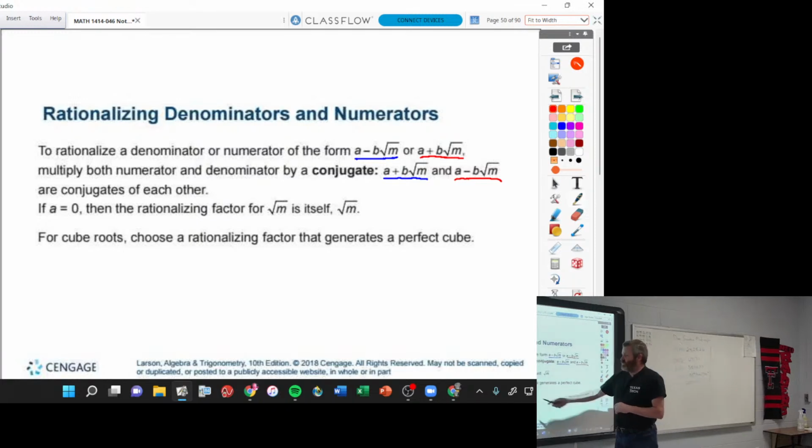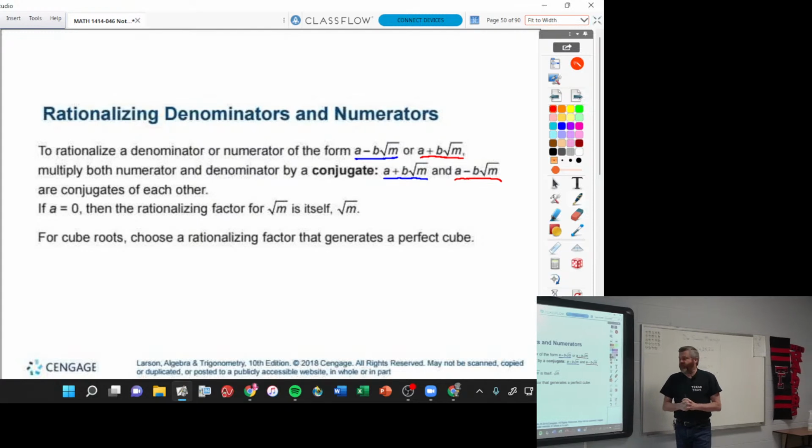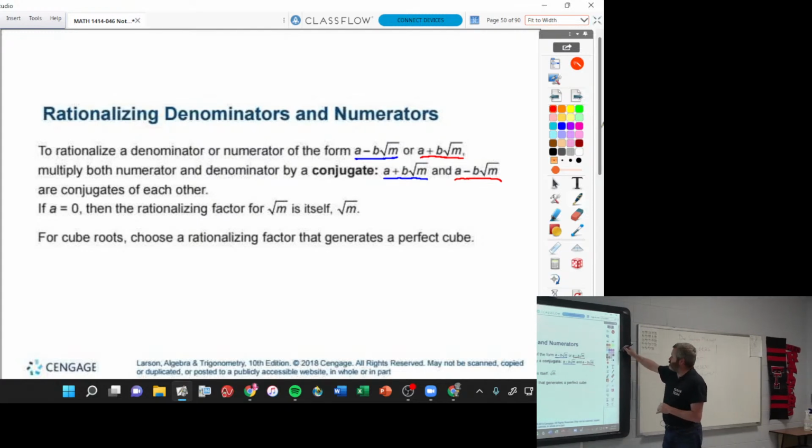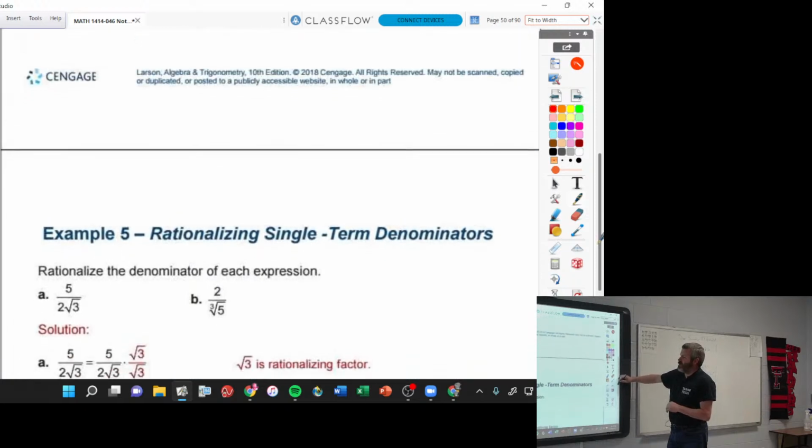If it's cube roots, to rationalize, you're going to have to find factors that generate a perfect cube. And we'll do some examples of those.